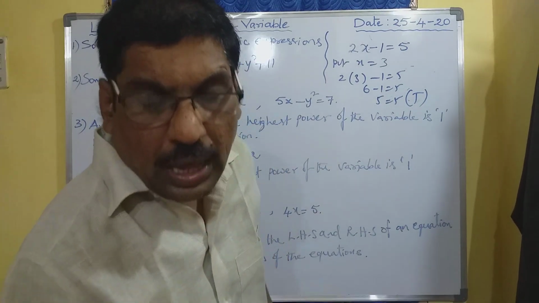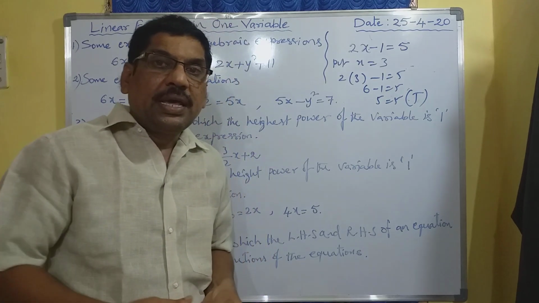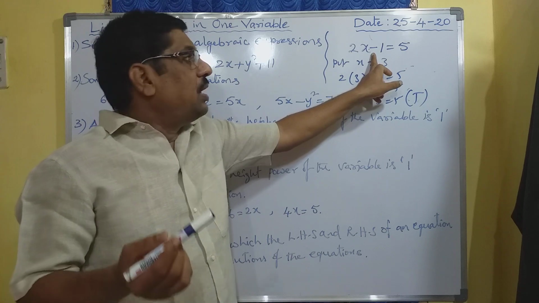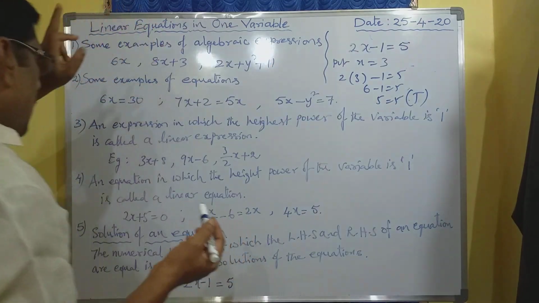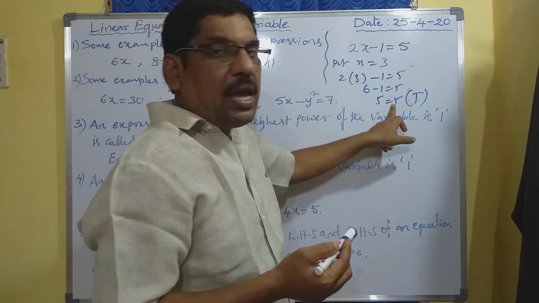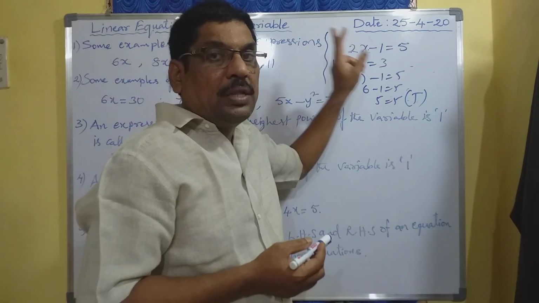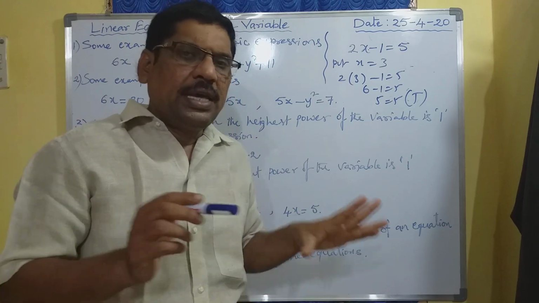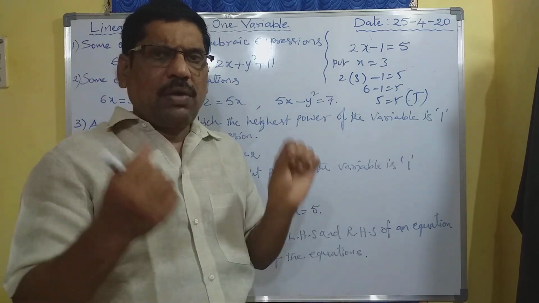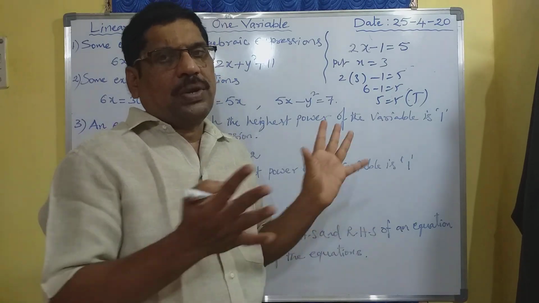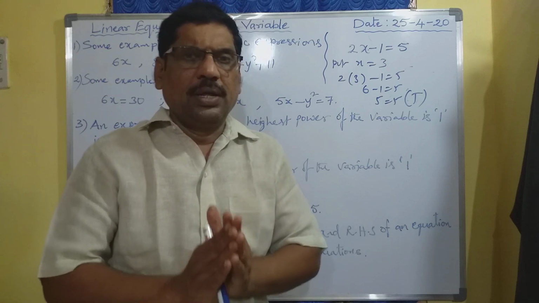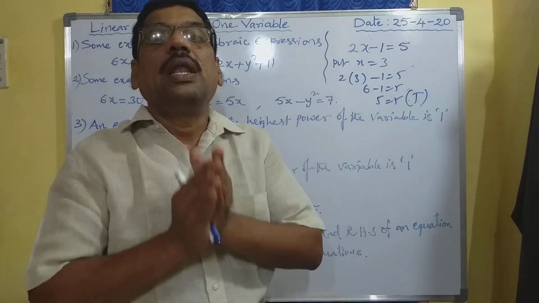So we can call x is equal to 3 is the solution of this linear equation. Why? Because it makes the LHS and RHS equal. When we substitute 3 in the place of x, we get equal values for LHS and RHS. Such numerical values are called the solutions for the given equation. Okay? So like that, we have to find the solutions for the given linear equations.